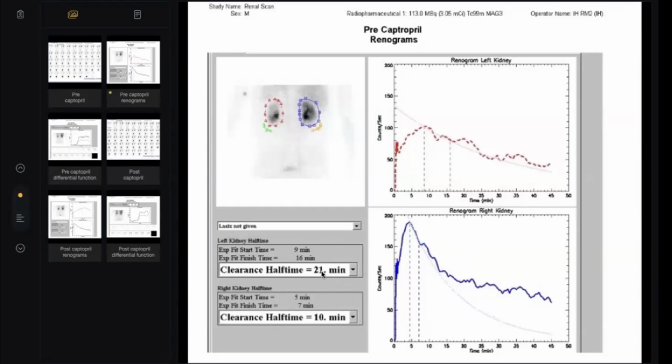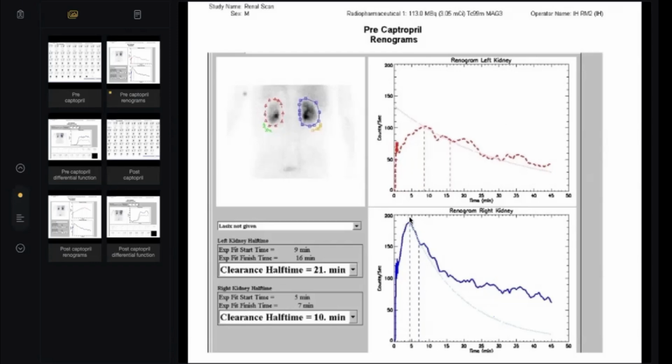The left. Excellent. So the poor function is here or here? The left. Okay, this is a pre-captopril. What happened here, my colleague? This is time to peak. It should be normal from 3 to 5 minutes. So here it is normal, completely normal. But here time to peak is about 9 minutes. What is time to peak? Time to get the maximum uptake.